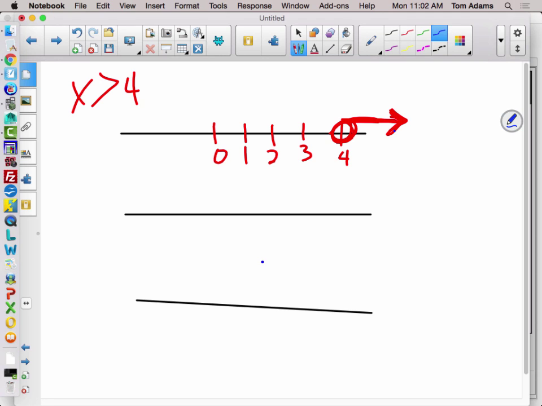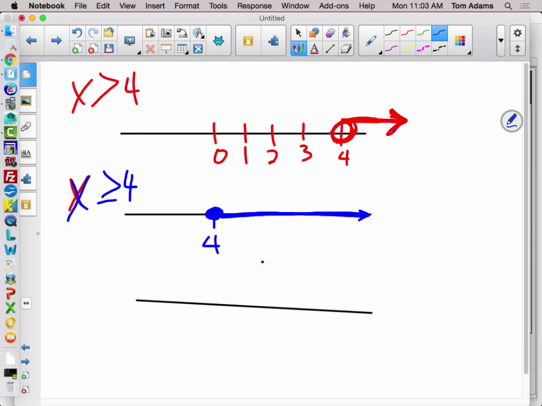But now let's say I'm curious about a value, and we'll say that this value is greater than or equal to 4. Well, again, at 4, I know that my value is greater than 4. But am I including the 4? Yes. So how would I represent that data? A filled in or closed circle. If I close in the circle, I'm letting the reader know it's all this stuff to the right that's greater than 4, but we're including 4.